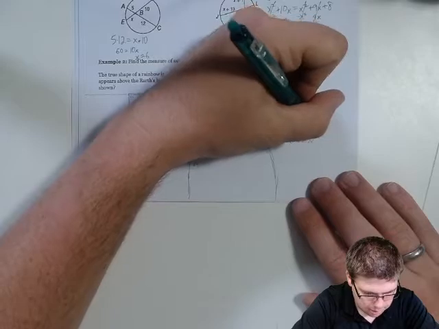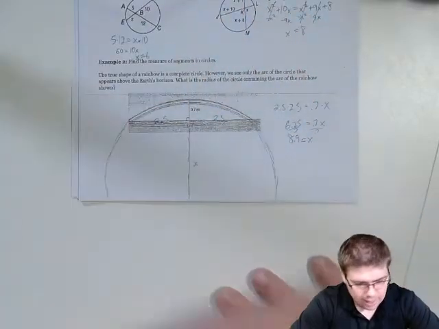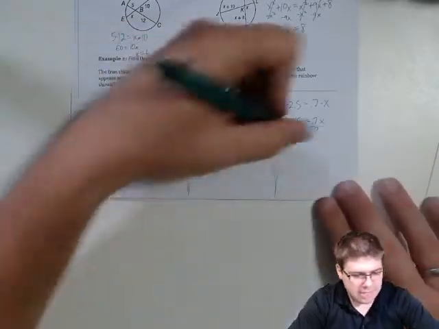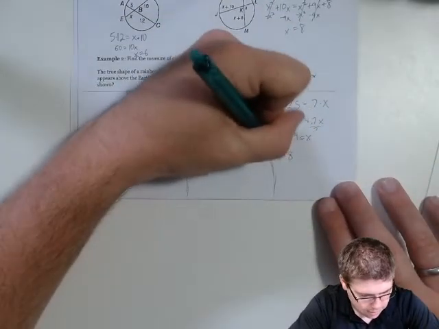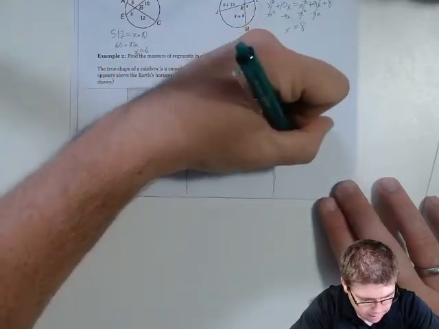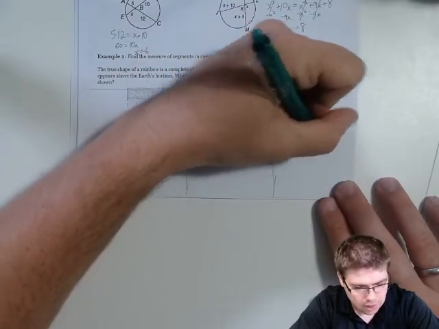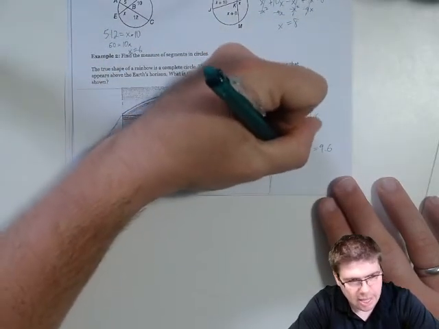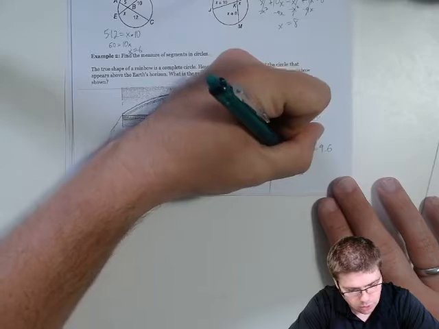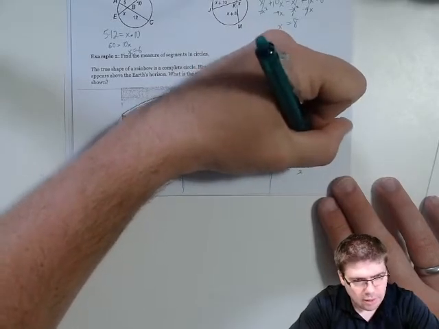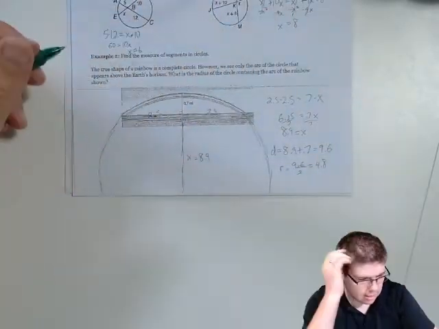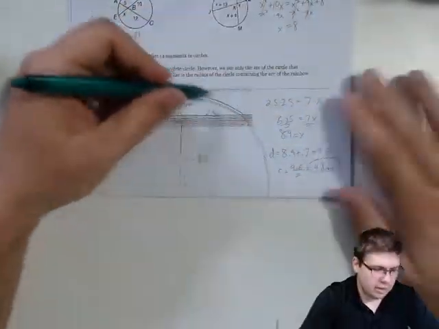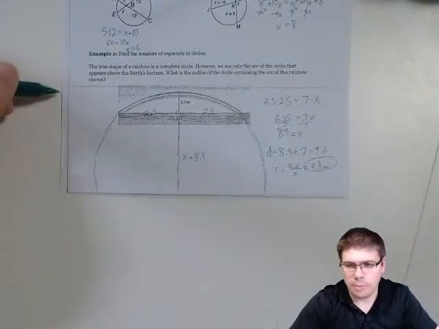And so that means my diameter, D, is 8.9 plus 0.7, which is 9.6. And then our radius is going to be half that, 9.6 over 2, and so we get 4.8. And the units on this are miles. So a 4.8 mile radius for that rainbow.